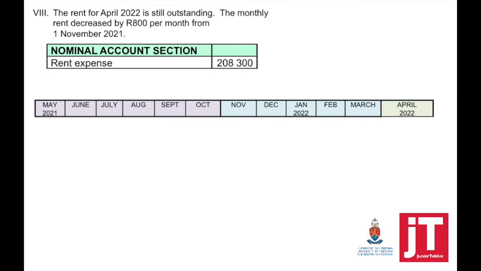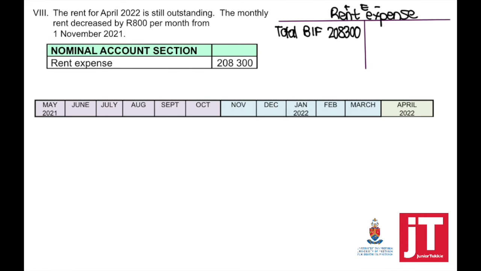So if we look at our timeline, we start with the total brought forward from the pre-adjustment trial balance. On November the 1st, our rent decreased with 800. This means that the rent was for 6 months at an X amount. For 5 months, it was at X amount minus 800, and 1 month is still outstanding. So how do we approach this?